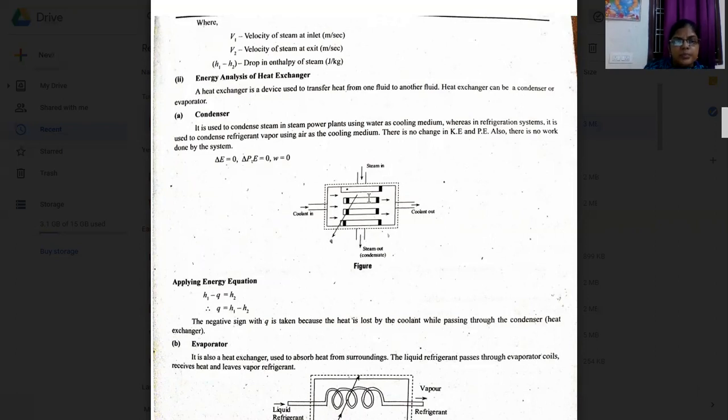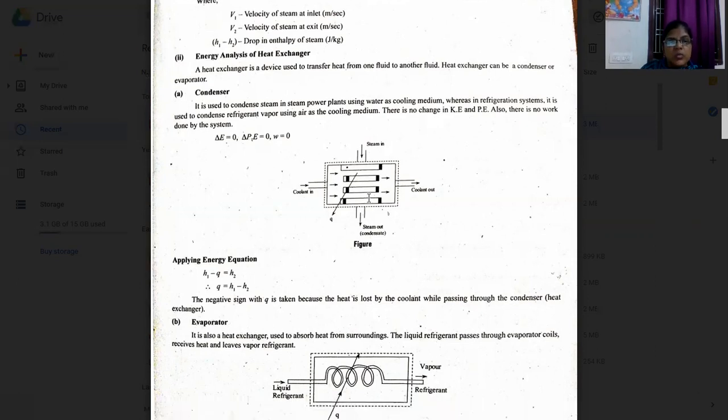It is used to condense steam in a steam power plant, using water as the cooling medium. In power plants, condensers use water as the medium. In a refrigerator, air is used as the cooling medium. There is no change in potential energy and kinetic energy, so there is no work done by the system. That means potential energy is 0, work done is 0, and totally delta E is 0.